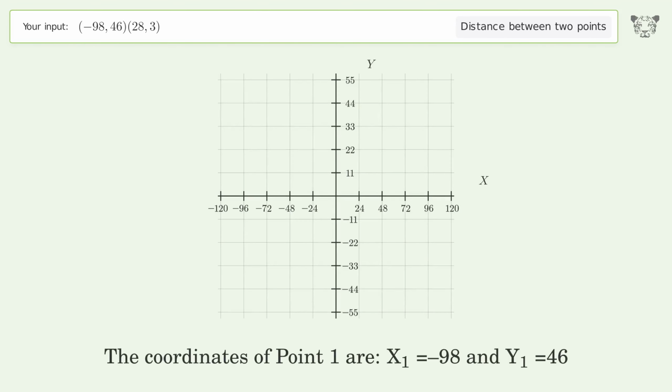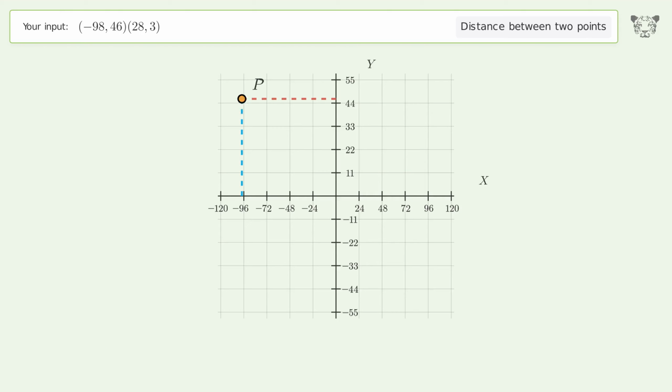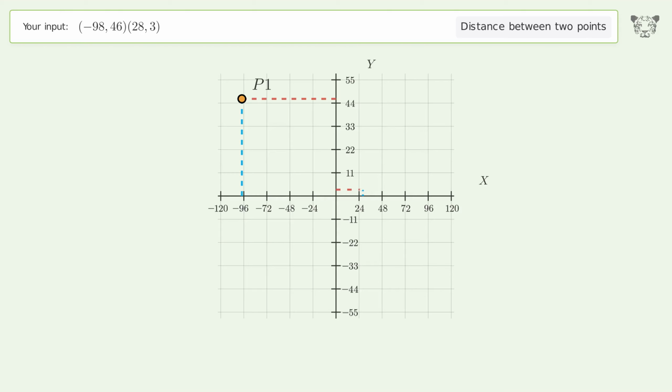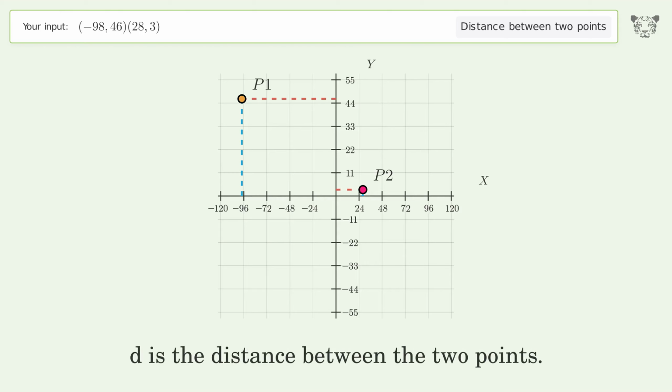The coordinates of point 1 are x1 equals -98 and y1 equals 46. The coordinates of point 2 are x2 equals 28 and y2 equals 3. D is the distance between the 2 points.